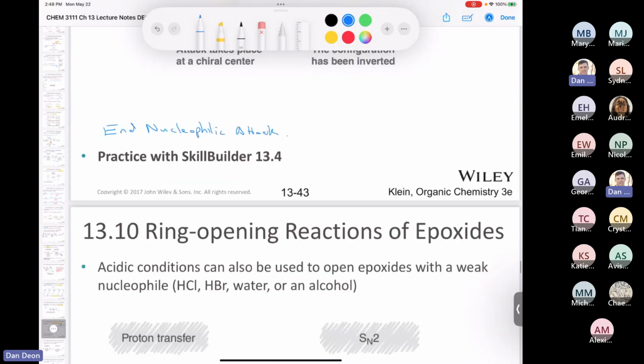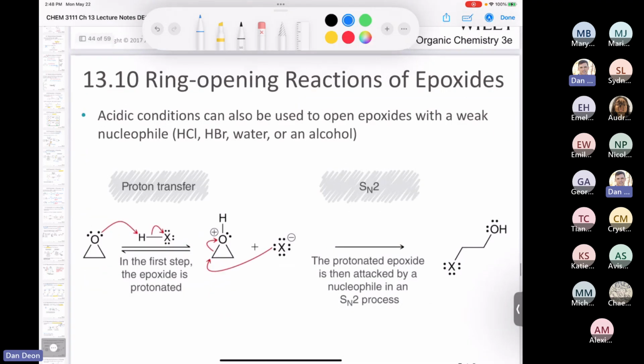And now we're going to start with something that's different. It's in the same vein, but there's a different set of rules here. Now we're getting into acidic ring opening. So now we don't just take a strong nucleophile and hit the ring.